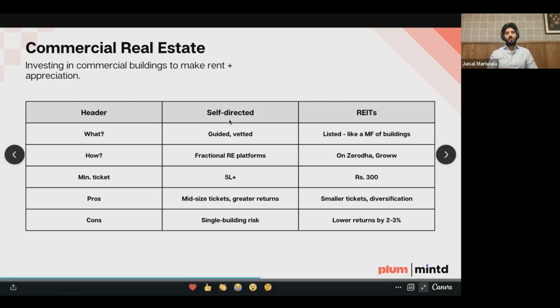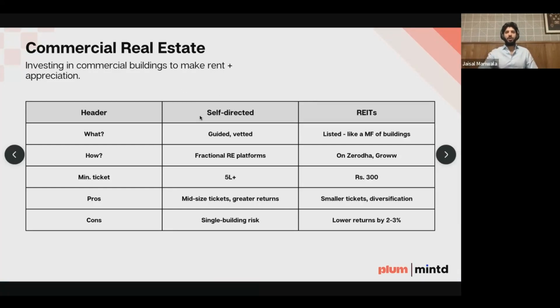Again, two ways to do this. You can go via fractional commercial real estate platforms, companies like HBits, like Strata. They let you buy small pieces of buildings as small as 5 lakhs, and then get the returns from the rent. And they also enable you to get the returns from the capital gains by selling them 5 years down the road, right? The other slightly safer, easier path is going through a REIT.